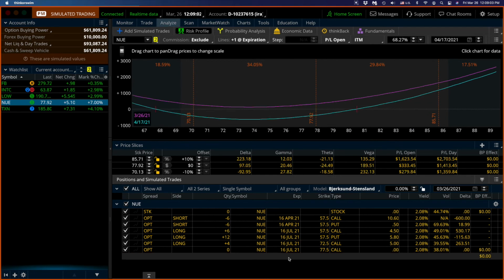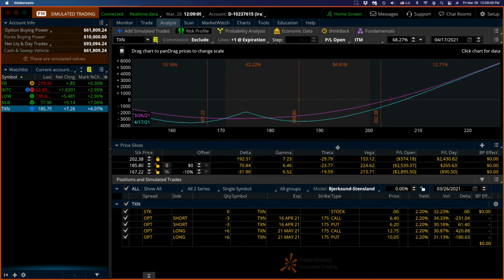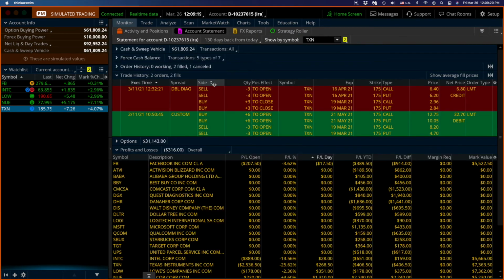And it's not filling right away. It will get filled shortly. Texas Instruments, I think. Yeah. Okay. Here you see the smiley face. That's where the current price is, sitting at my smiley face. Let's go to the monitor tab, and here you see that I already did a rollover.